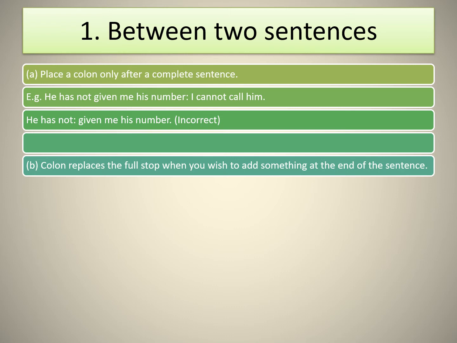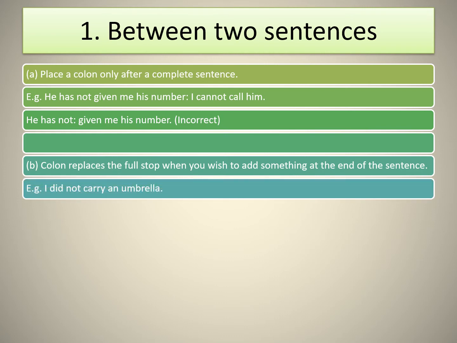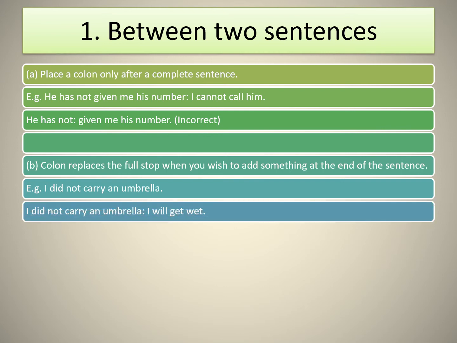Another rule here: the colon replaces the full stop when you wish to add something at the end of the sentence. Here is a sentence: I do not carry an umbrella, full stop. When we want to add something more, like this sentence, I do not carry an umbrella, colon, we're replacing that full stop with this colon. Once we put a colon there, we must give extra information. We add something more: I will get wet.